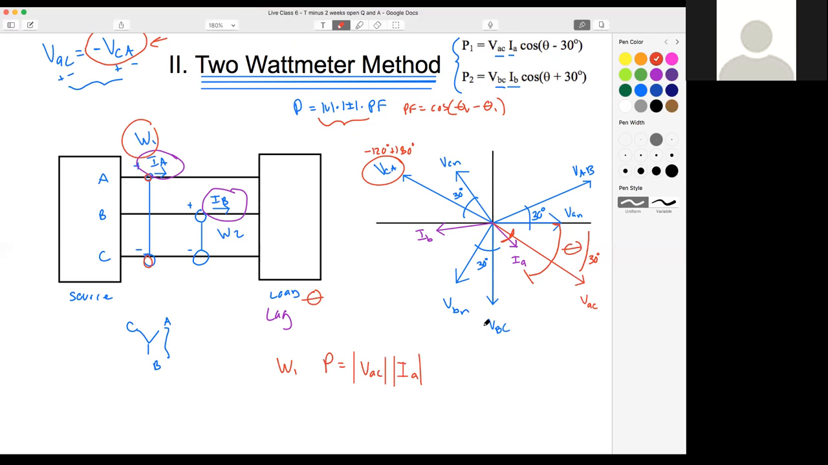Okay, so what we end up with is a power factor term of cosine, to get this gap right here, of theta minus 30 degrees. So that's going to be theta minus 30 degrees. Does everyone see that? Does everyone see where this came from? And that's this formula right here. This is the only tricky part about the 2 watt meter method. If you can get this, you are in great shape.